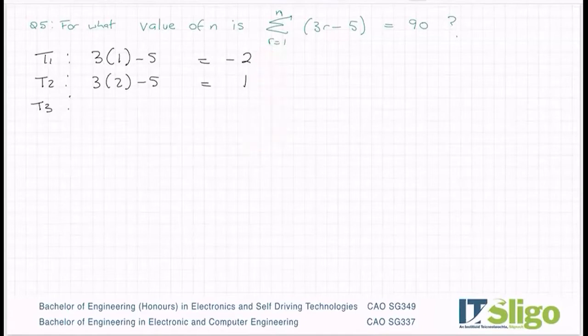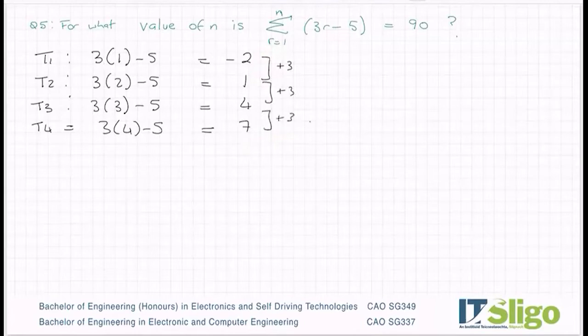So T3, 3 times 3 minus 5. 3 3s are 9, minus 5 is 4. And T4, 3 4s minus 5, 3 4s, 4 8 12, minus 5 is 7. So plus 3, plus 3, plus 3. So my sequence: minus 2, 1, 4, 7, dot, dot, dot. A is minus 2. My common difference is plus 3.